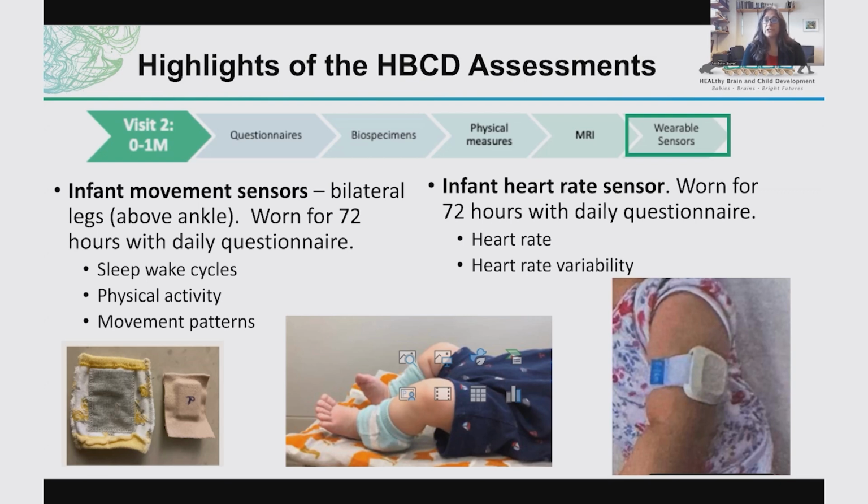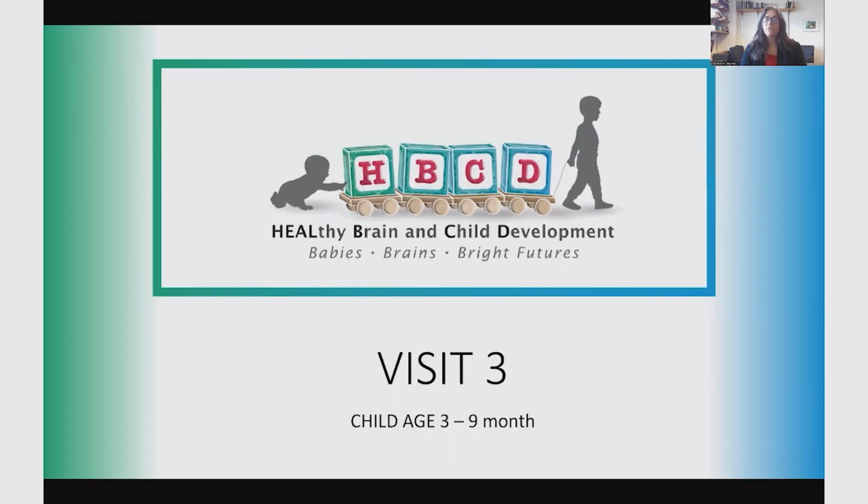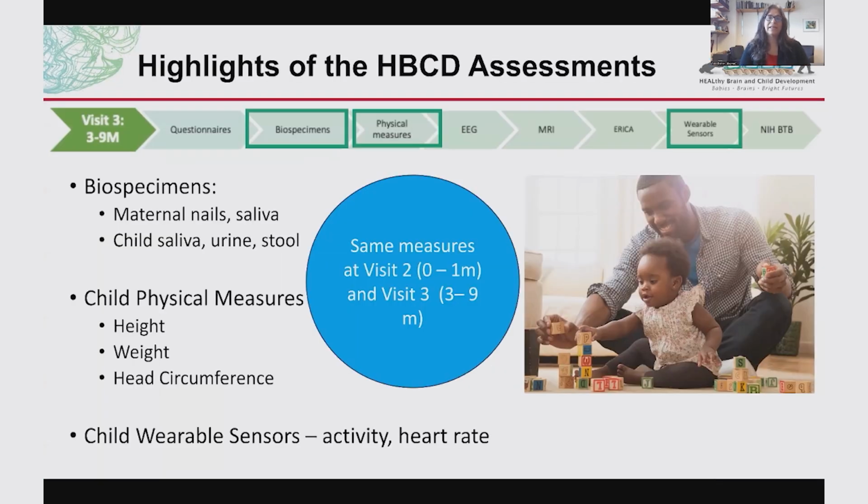We next see the child when they are between 3 and 9 months of age, and now we begin to be able to get a richer assessment of the child. So first, just highlighting things that are the same between that visit 2 and visit 3. So the biospecimen is the same, the physical measurements of the child are the same, and also those wearable sensors are repeated for 72 hours at this age window as well.